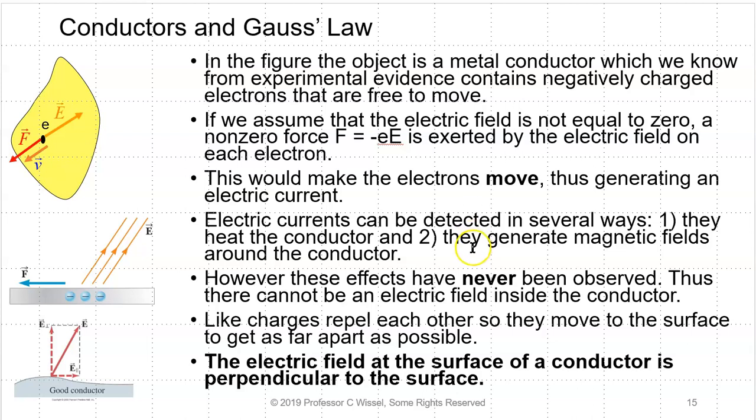Electric currents can be detected in several ways. They heat the conductor. They also generate magnetic fields around the conductor. However, we have never observed these effects, so there cannot be an electric field inside the conductor.